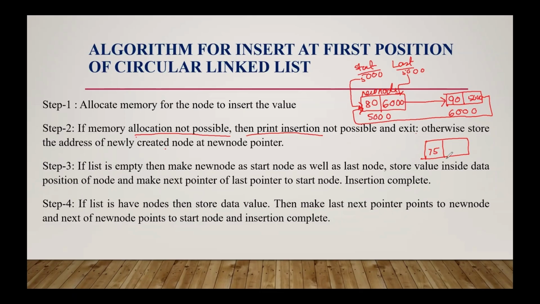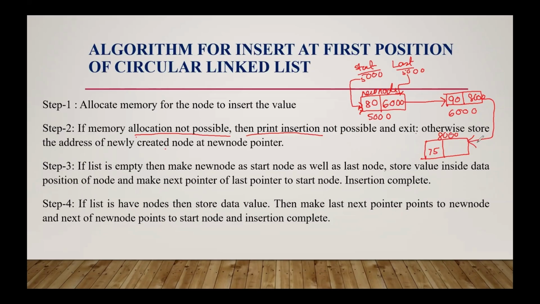Now what do I have to make? Last next stores the new address. For example, it is 800. So what happened right now? You store the 800. If you store the 800, the old connection is gone. So now if I store the 800, it will connect to this node.